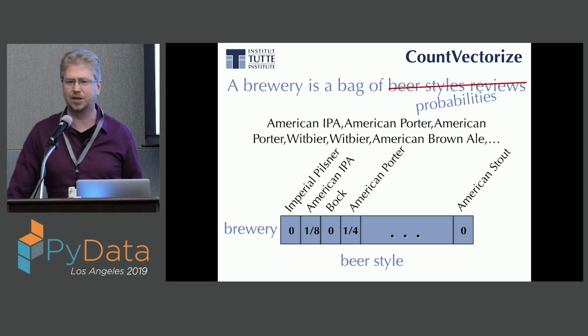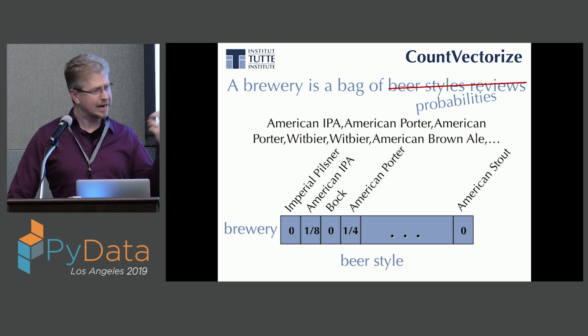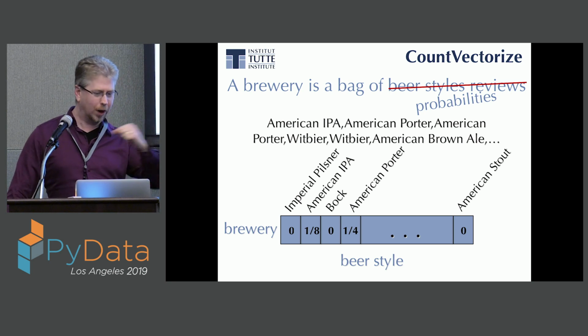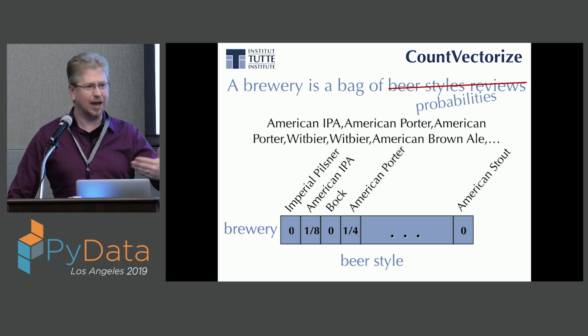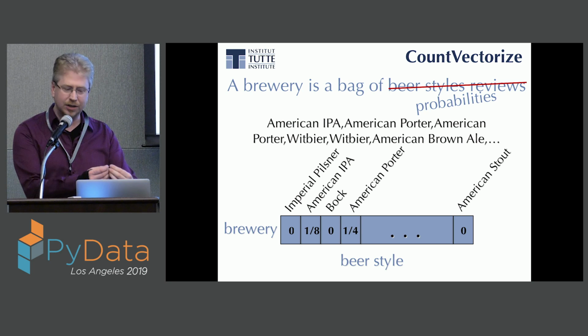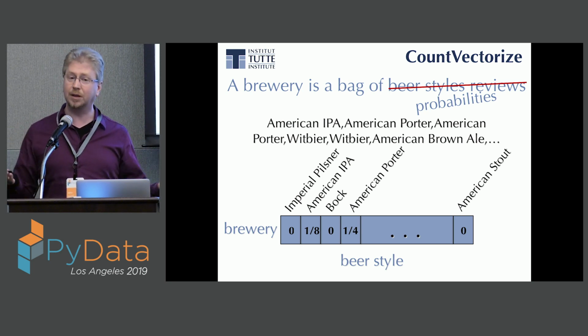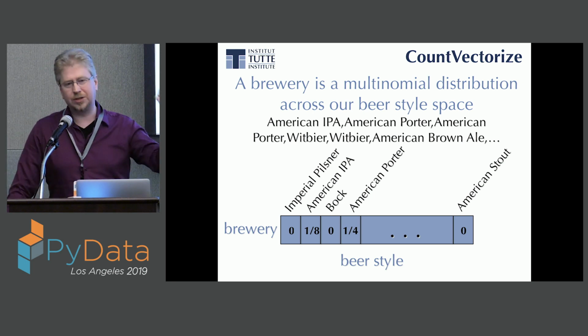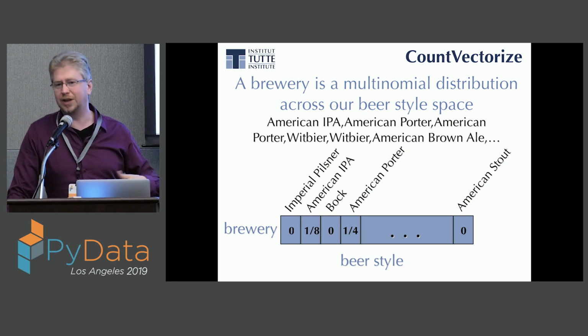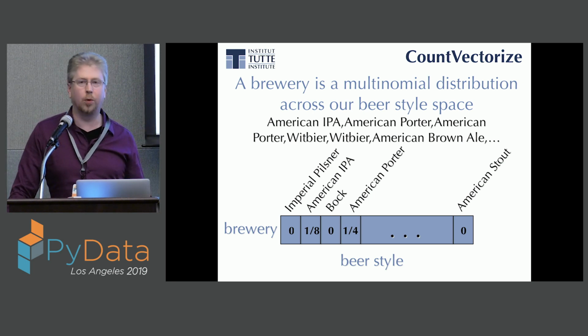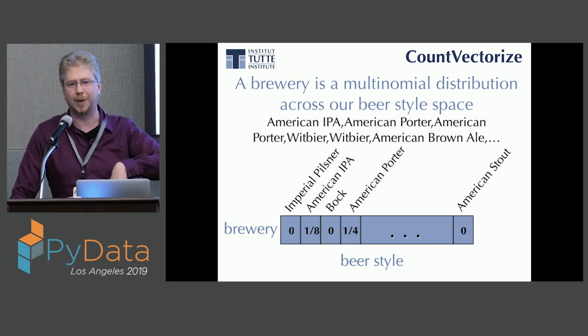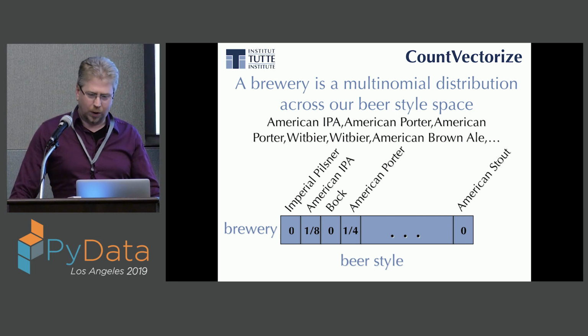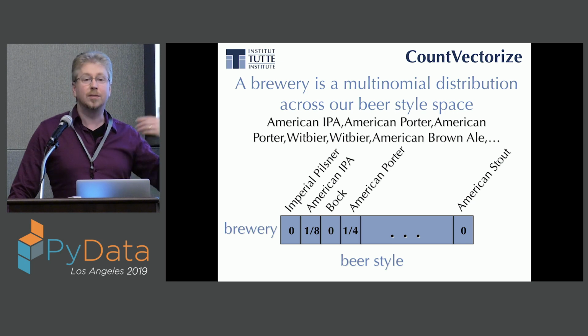And the way to think of this is the brewer wakes up in the morning, he rolls a die, and it's like, I'm going to make American IPAs today. Makes that beer and goes on out. And so this is a vector of probabilities of making a beer style. Now, if we were statisticians, instead of saying that's a vector of probabilities, we might say that a brewery is a multinomial distribution across our beer style space. That's quite nice, but it's just another way of phrasing the previous statement.